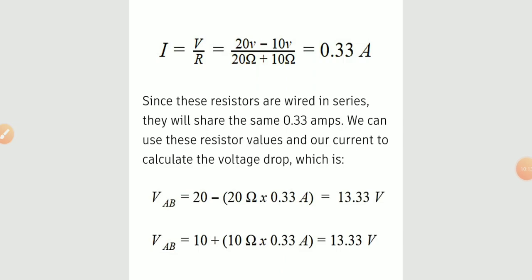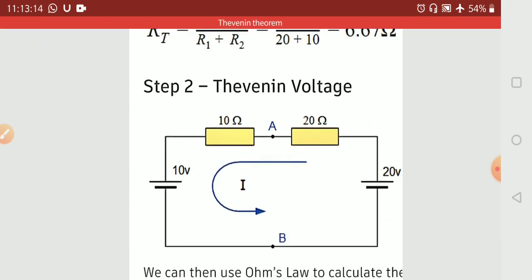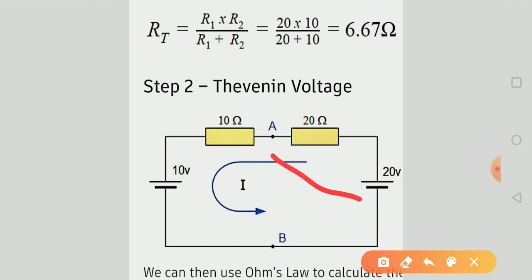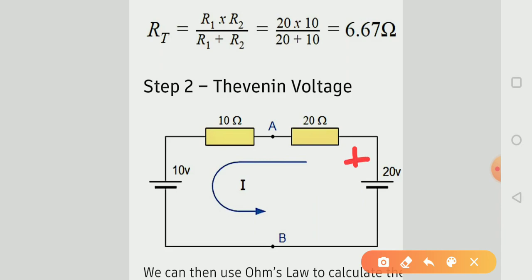Since these two resistors are wired in series, they will share the same amount of current, 0.33 ampere. We can use these resistor values and our current to calculate the voltage drop across the terminal AB. Means we calculate the voltage drop across this terminal and this terminal. So at first we assign polarity for resistance. Here is positive, negative and positive, negative.